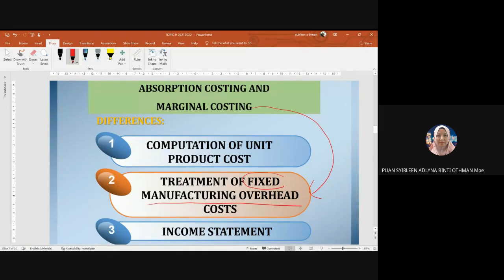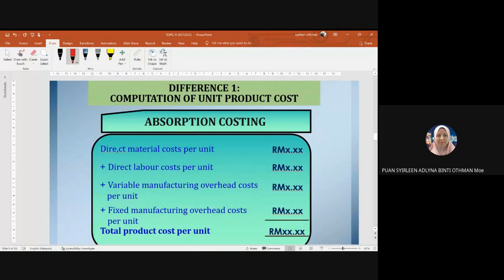Okay, so dia akan jadi expenses lah. Okay, so income statement dia pun berbeza. Alright. Okay, ini cara kita kira cost unit product menggunakan absorption costing.